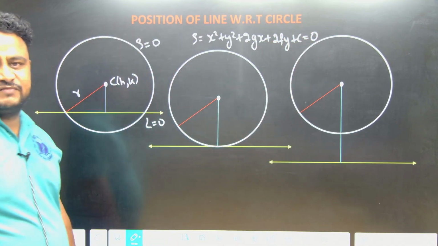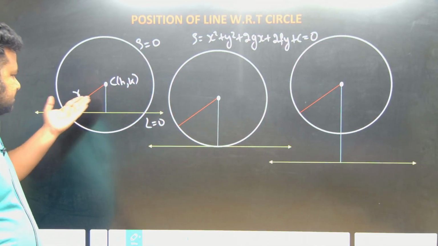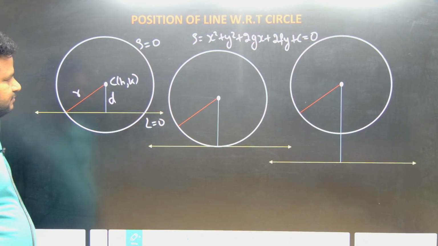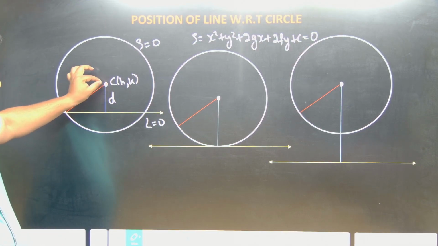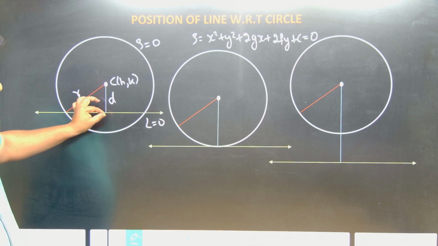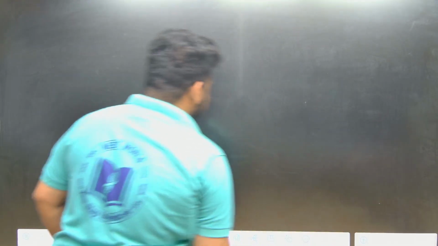This is the equation of the circle that will be given. Now, this distance we will take as d. We will find this distance from the center to this line. In straight lines you will understand, but anyway I will tell the concept now.